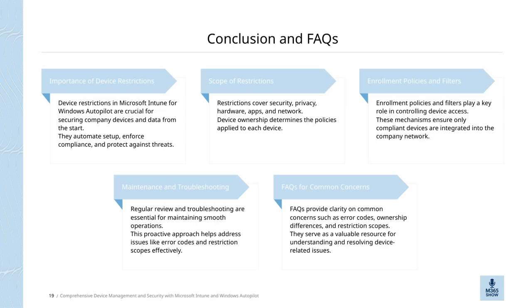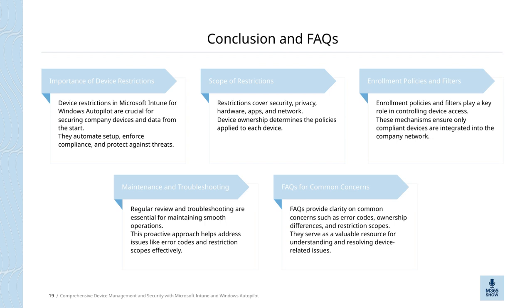Now, let's wrap up with some frequently asked questions that often come up when managing devices with Microsoft Intune and Windows Autopilot. These FAQs help clarify common concerns, such as understanding different error codes, the distinctions between device ownership, and the scope of restrictions. They are a valuable resource for troubleshooting and gaining a clearer understanding of how these tools work in real-world scenarios. Regular review and troubleshooting are key to keeping everything running smoothly.